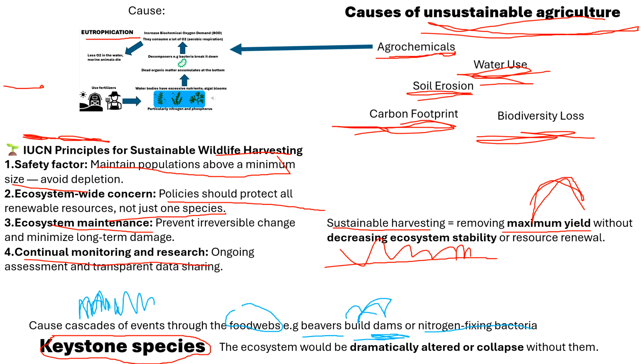Without these bacteria, there would be no nitrogen cycle, I believe, and because of that, the ecosystem just could not exist. So they are very important. Another example would be bees. You might have heard bees are extremely important, and if they were gone, we would all be cooked and die. The ecosystem would be dramatically altered or collapse without these keystone species.